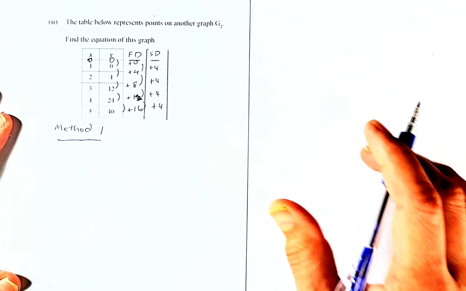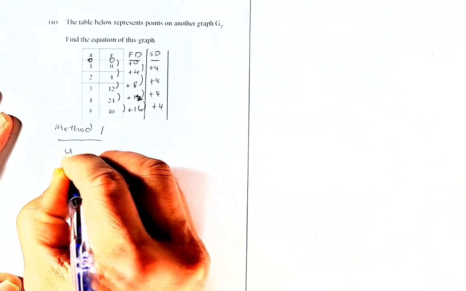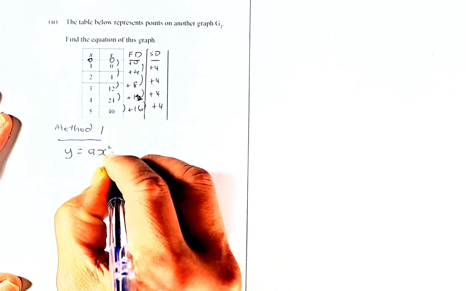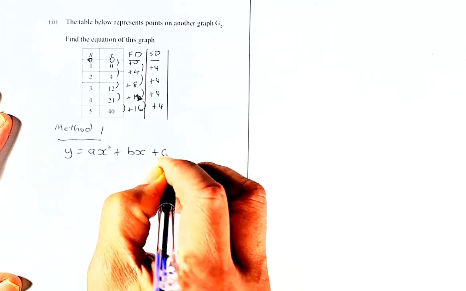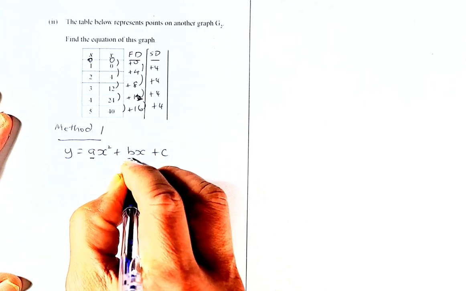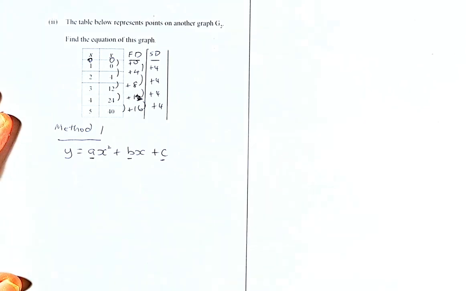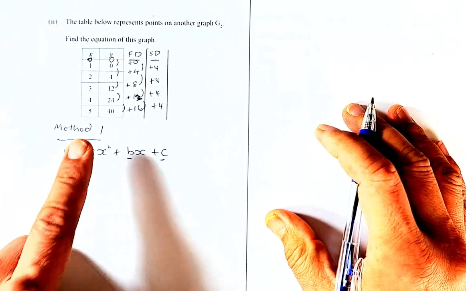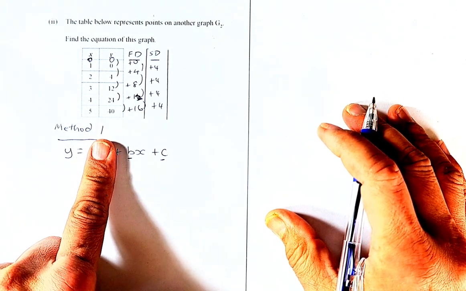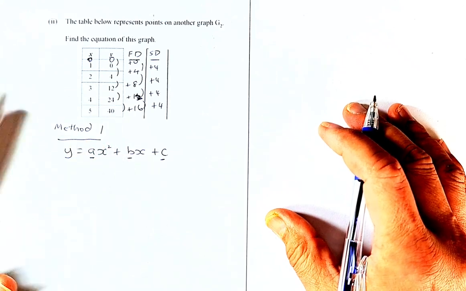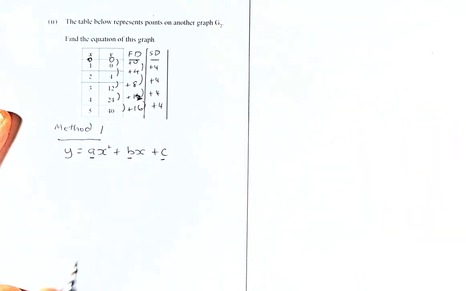So method 1, we know that the equation of a quadratic graph is y equals ax squared plus bx plus c. So we need to find the values of a, b, and c. Just like what we have done before, in a linear graph there's no ax squared, it's mx plus c, which is the same as bx plus c. So we are going to find the values of a, b, and c.